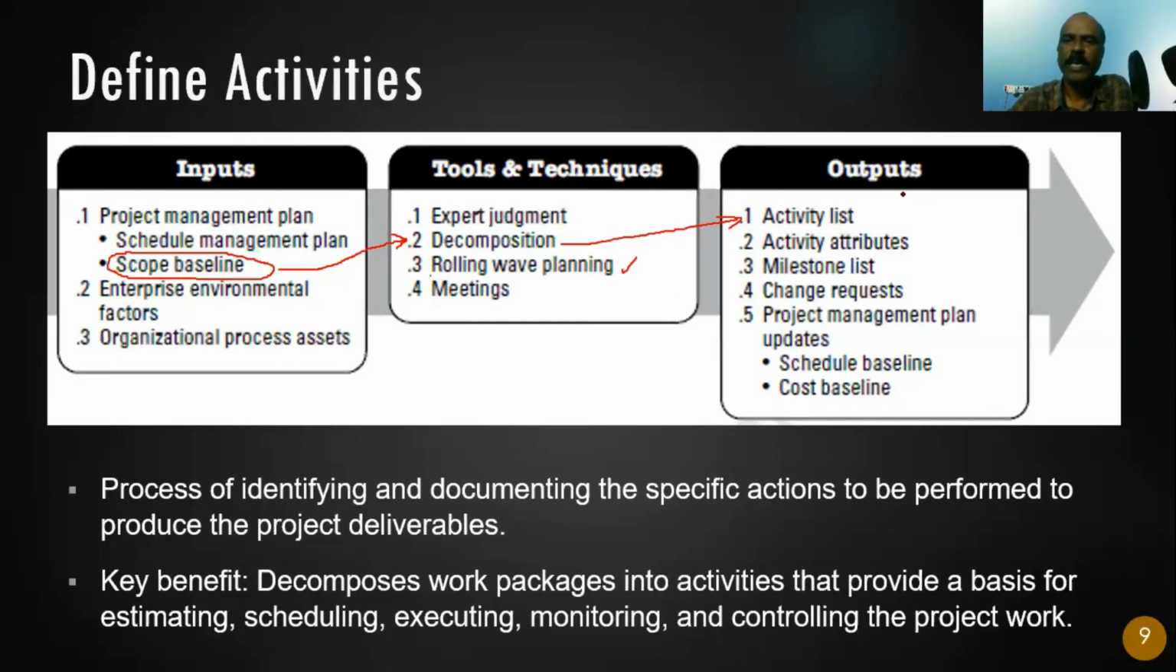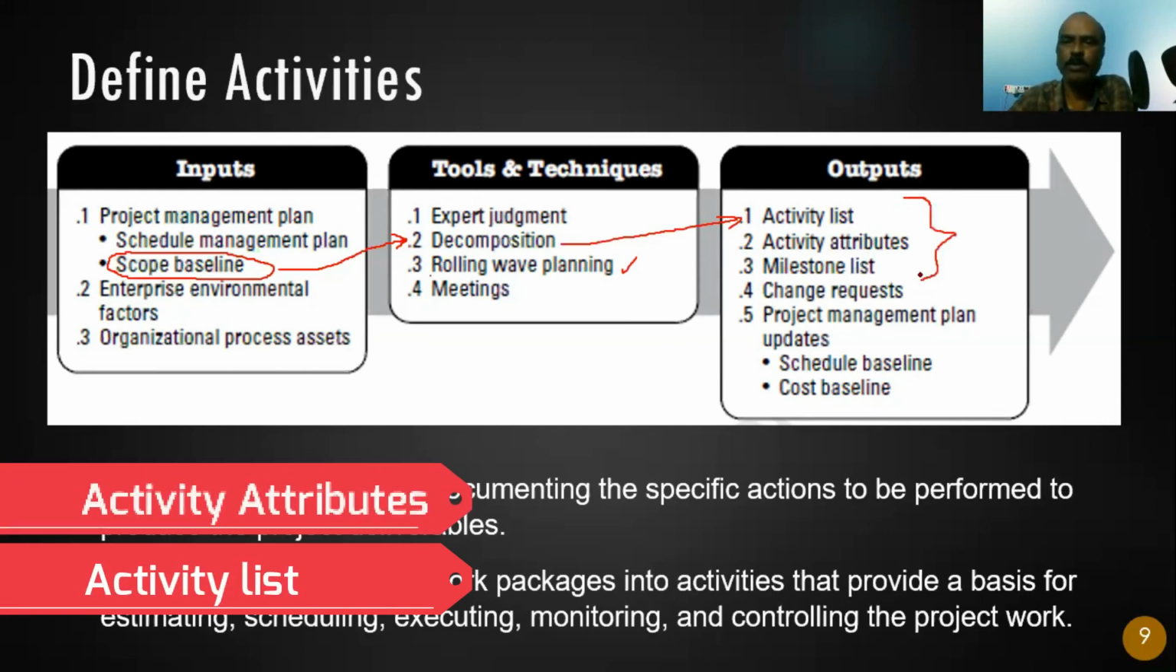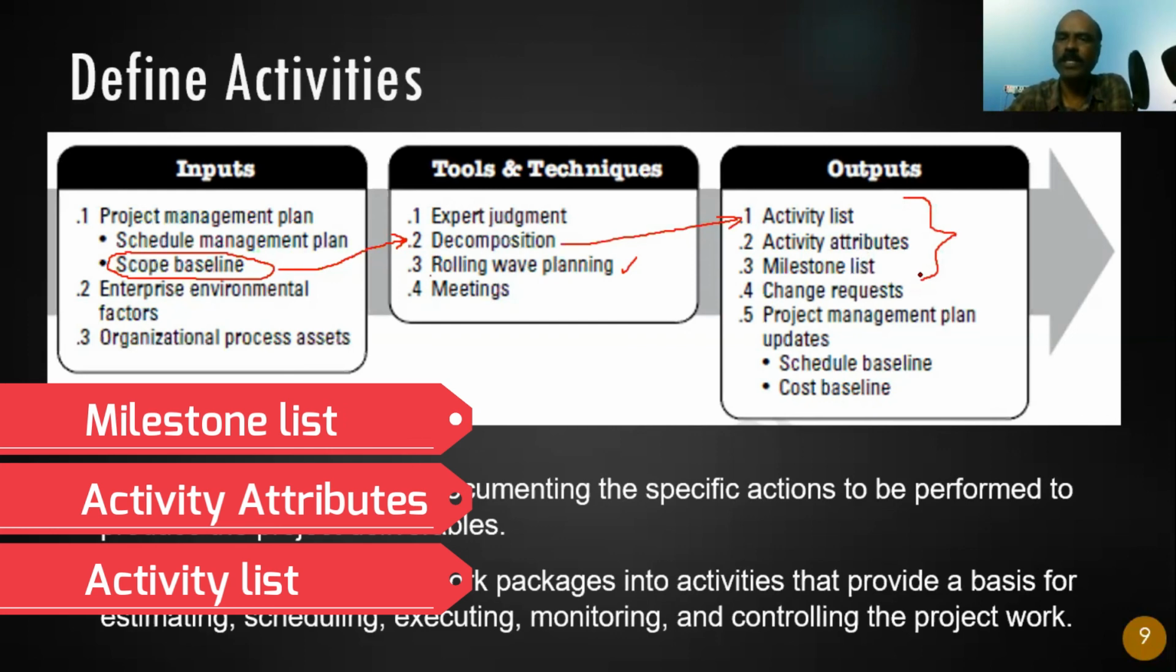And what are the outputs we get? We get 3 major outputs: activity list, activity attributes, and milestone list. These are the 3 important outputs we need to remember.